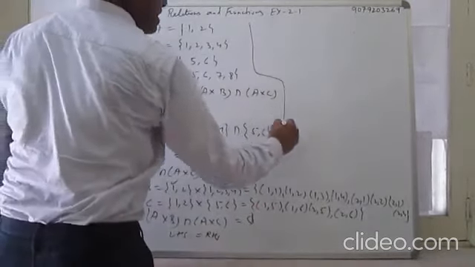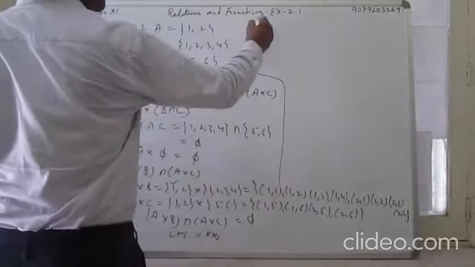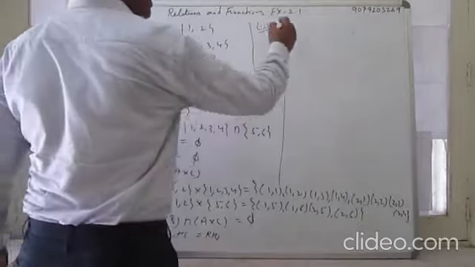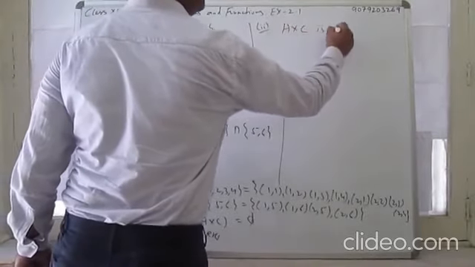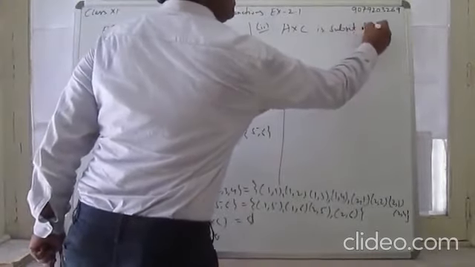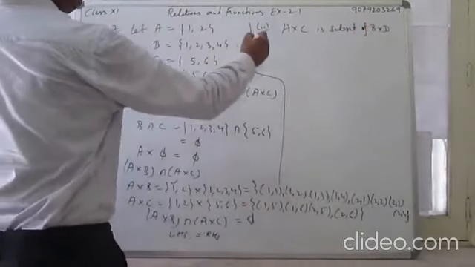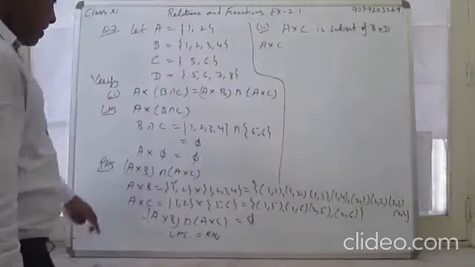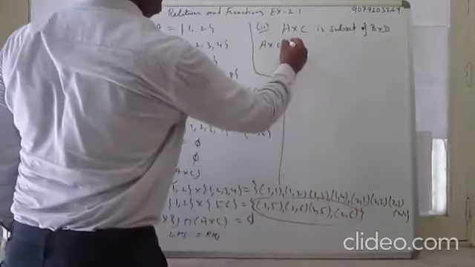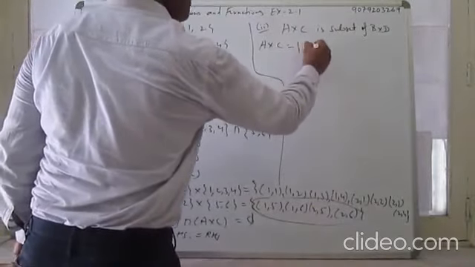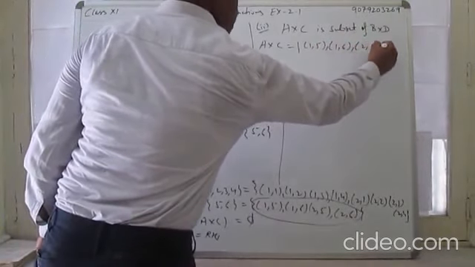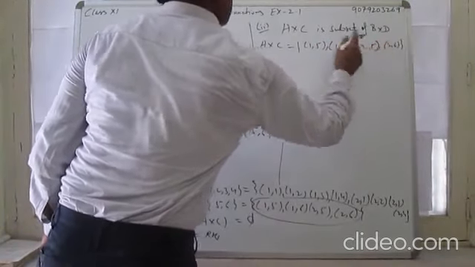Now I will take the second part, which is A cross C is a subset of B cross D. First we find A cross C. We have already found A cross C. Write it here: (1,5), (1,6), (2,5), (2,6). This is A cross C.